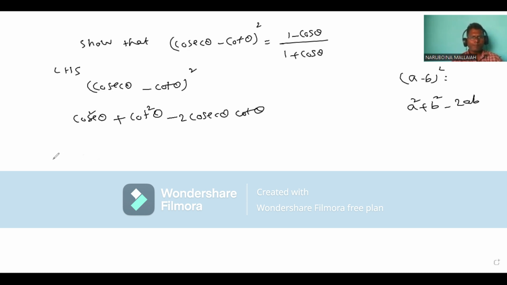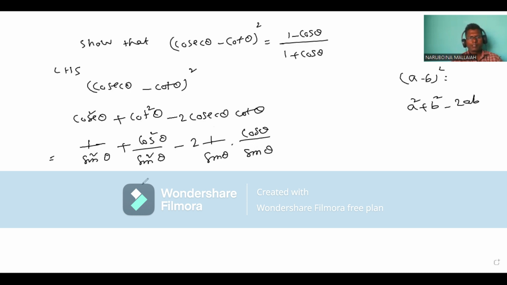Next, cosecant theta is the inverse of sin theta. So I am writing cosecant square theta as 1 by sin square theta. Plus cot square theta can be written as cos square theta by sin square theta, minus 2 into cosecant theta, which can be written as 1 by sin theta, into cot theta, which we know is cos theta by sin theta. So here sin square theta, here also sin theta into sin theta, sin square theta. So LCM is sin square theta.